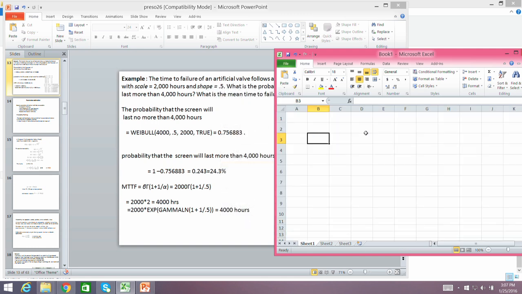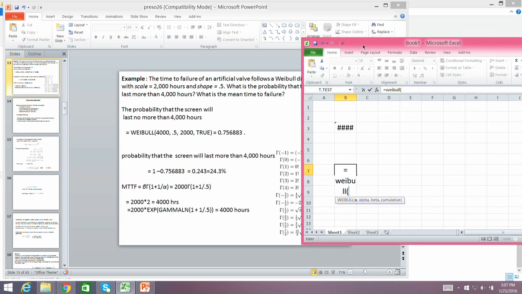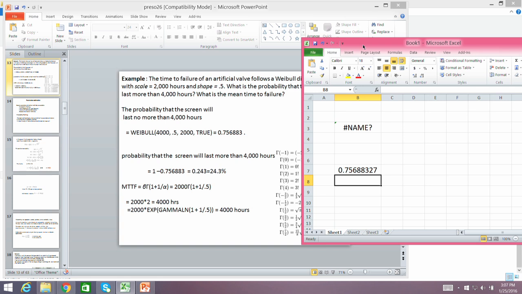Okay, so we say Weibull. First, we want to know the probability that the valve will last more than 4000 hours. So, 4000 is the first term, comma, the shape. You have to give the shape first, and then the scale next, and then we give true because we want the cumulative value. That gives you 0.7563.